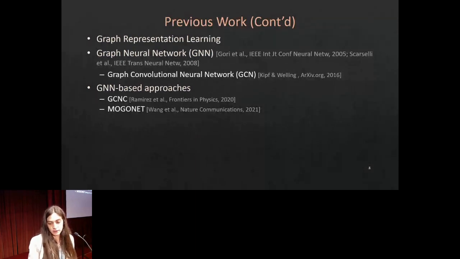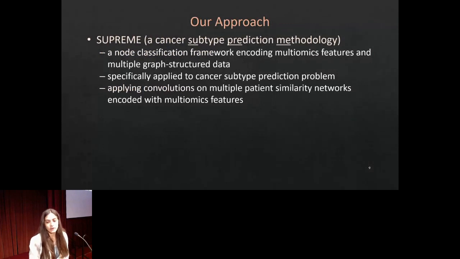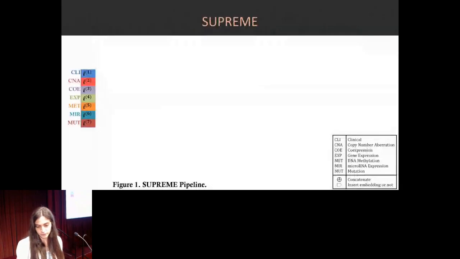But to properly utilize more from available knowledge, it is important to properly integrate multiple networks and multiomics features at the same time, simultaneously. So to achieve that, I will introduce our project Supreme, a node classification framework, but we specifically apply it to the cancer subtype prediction problem, and we utilize GCNs. While doing that, we apply convolution on multiple patient similarity networks, and we encoded those networks with the multiomics features that we have.